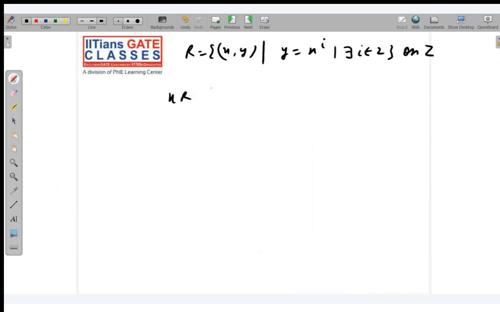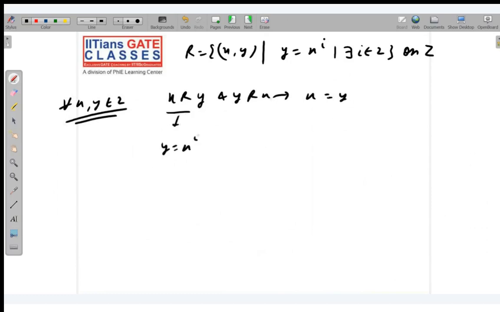Because immediately we may not be able to find a counter example, we will do it simply like this: x related to y and y related to x implies x is equal to y, and this should be true for all x, y belongs to Z. For every pair this should be true. So x is related to y means what? y is equal to x power i1.